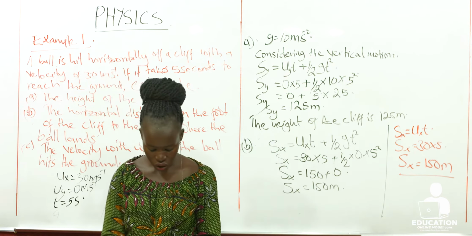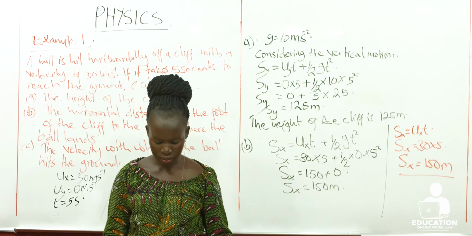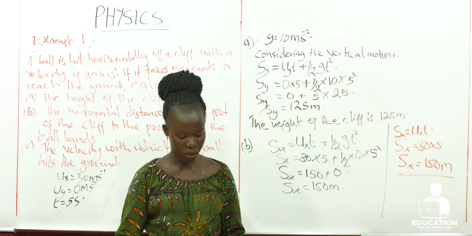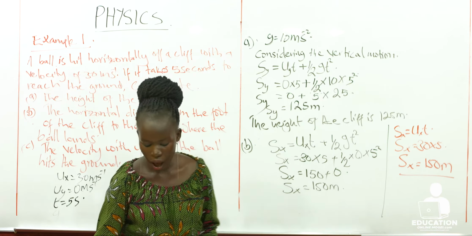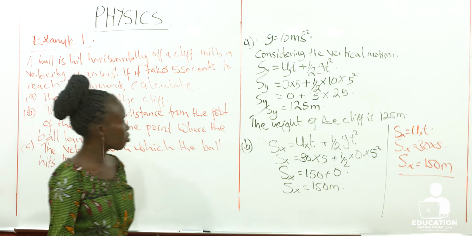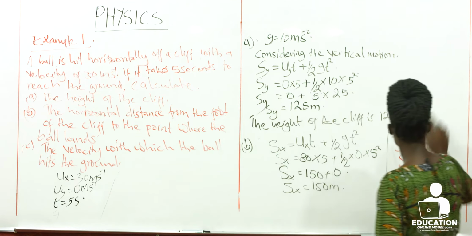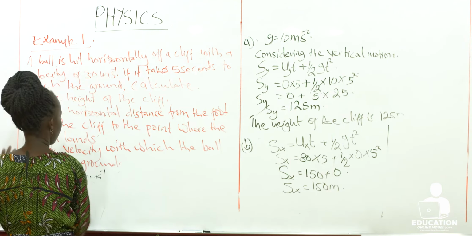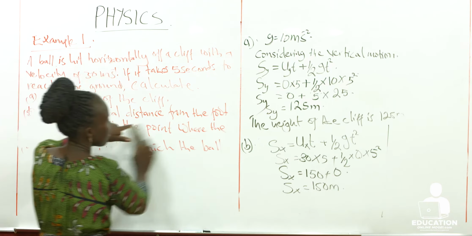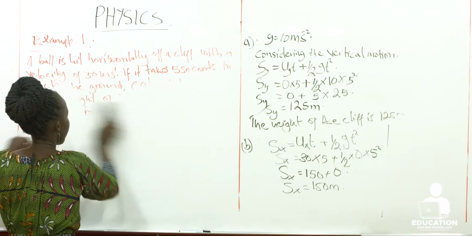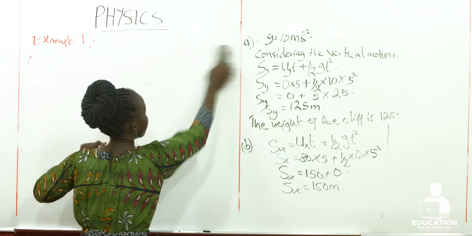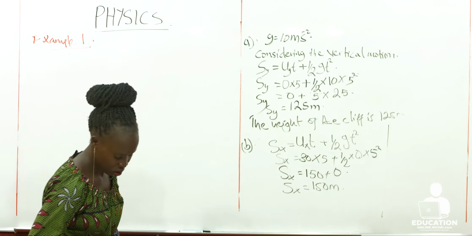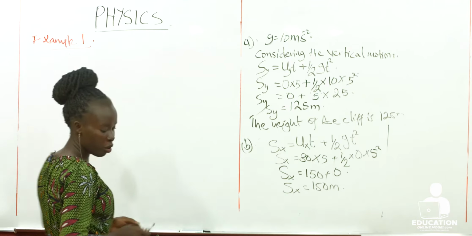Now our next question is telling us to find the what? It wants us to find the velocity with which the ball hits the ground. How would you find the velocity with which this body hits the ground? So we found this, we are seeing the values there. Now let's find our last, Roman 3. The velocity with which the body hits the ground.